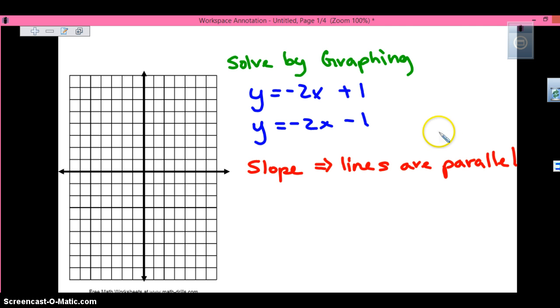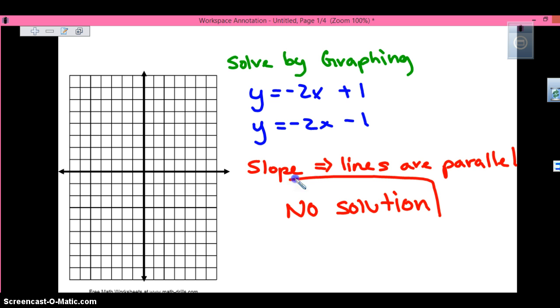No. So if the solution to a system of equations is a point where they intersect or where they meet, and these are parallel lines and they're never going to meet, what is the solution? No solution. There is no solution because these lines are parallel. They have the same slope and different y-intercepts. Can we graph these either way? We can graph them just to see.